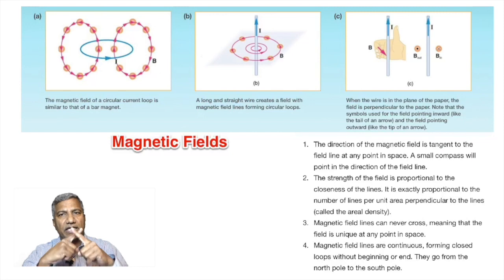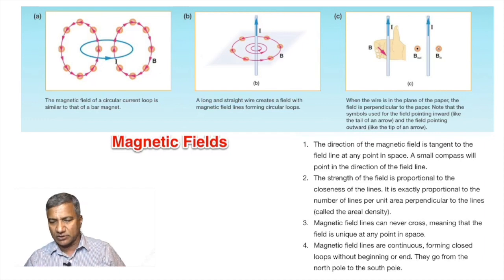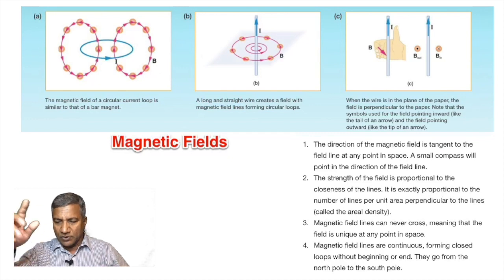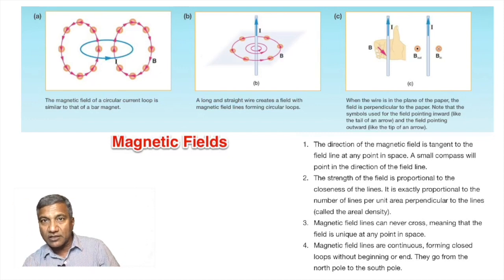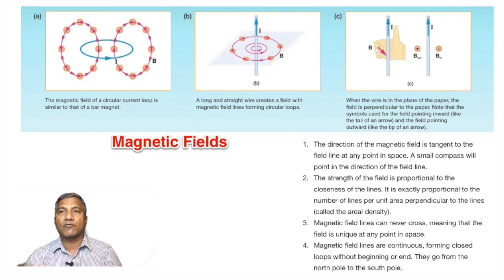Magnetic field lines cannot cross each other, because then you could draw 2 tangents at one point, which is impossible because you can't have 2 directions for a magnetic field at one point. So magnetic fields will never cross each other. And again, magnetic fields are continuous. They form closed loops without a beginning or an end. They go from the north pole to the south pole, but do not stop at the south pole. They continue to form a closed loop.